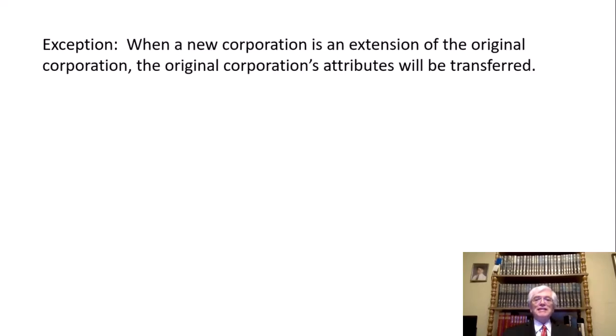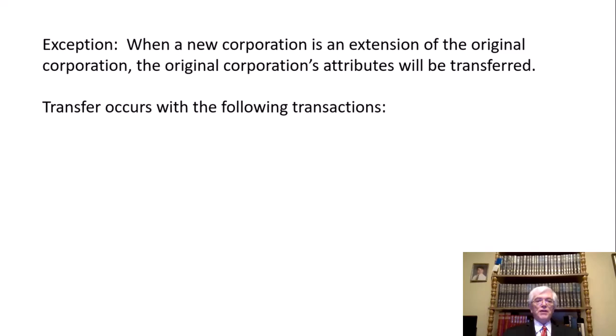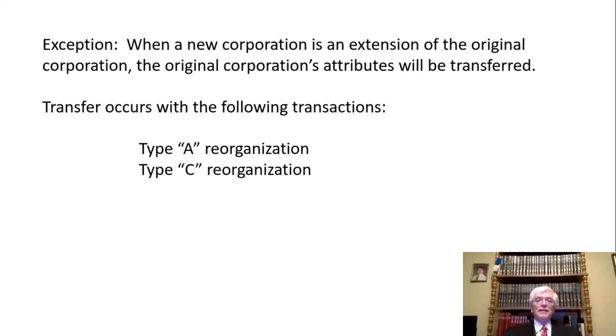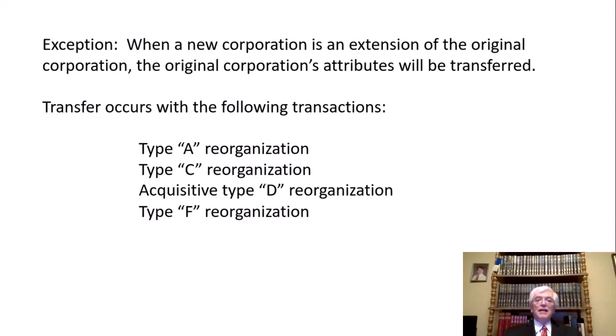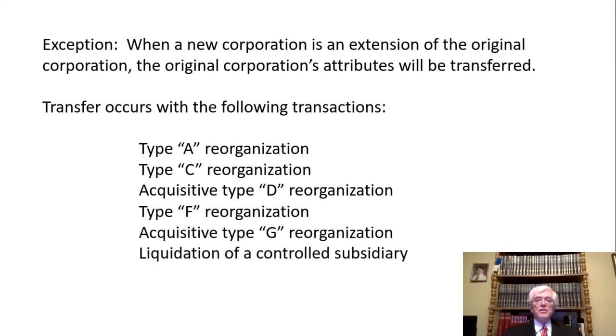When the new corporation is an extension of the original corporation, attributes will be transferred. That transfer will occur with the following types of transactions: the type A reorganization, the type C reorganization, the acquisitive D, the F, as we saw, everything transfers there, and the acquisitive G. Also, a liquidation of a controlled subsidiary, which we looked at in a prior chapter, is going to entail the transfer of corporate attributes from the controlled subsidiary back up to the parent.